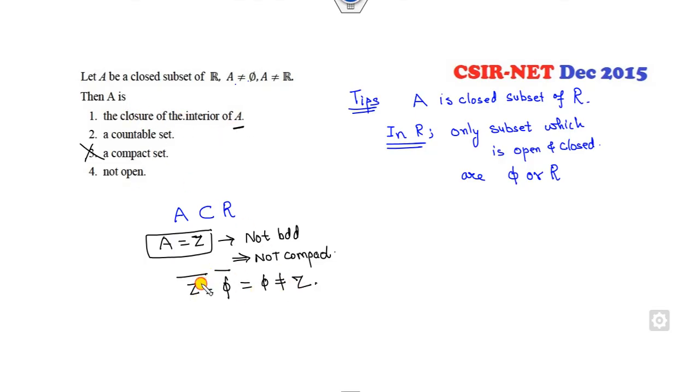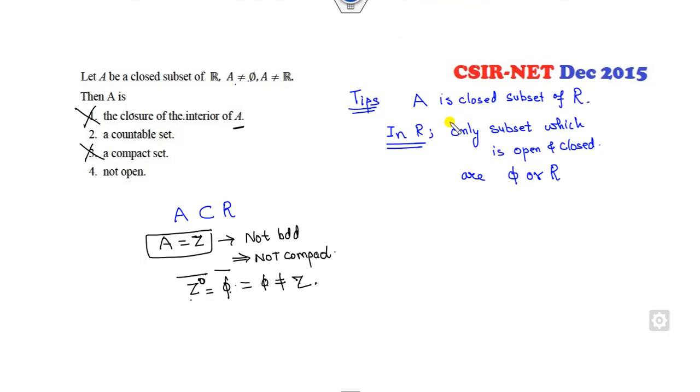So what is the interior of Z? The interior of Z is phi. The closure of phi is phi. But it is not equal to Z. This is cancelled. A is a countable set. A is countable.